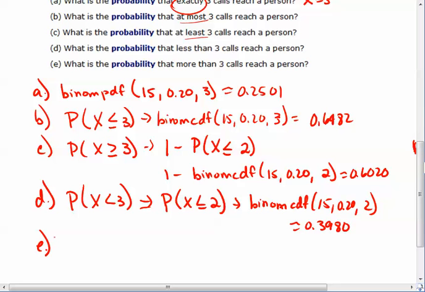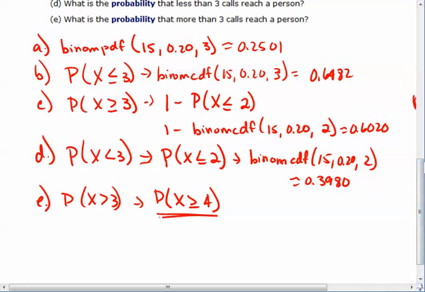And then E, what is the probability that more than 3 calls reach a person? So X is greater than 3. 3 is not good enough. It has to be more than 3. Well, what's the next thing that's bigger than 3 that's even plausible? X is equal to 4. So we're going to change the probability that X is greater than 3 to the probability that X is greater than or equal to 4. They're equivalent. Now, your calculator, unfortunately, doesn't work this way. We can't figure that out directly. So we're going to have to do 1 minus the opposite of that. Well, the opposite of that is less than or equal to 3, which we've already worked out above.